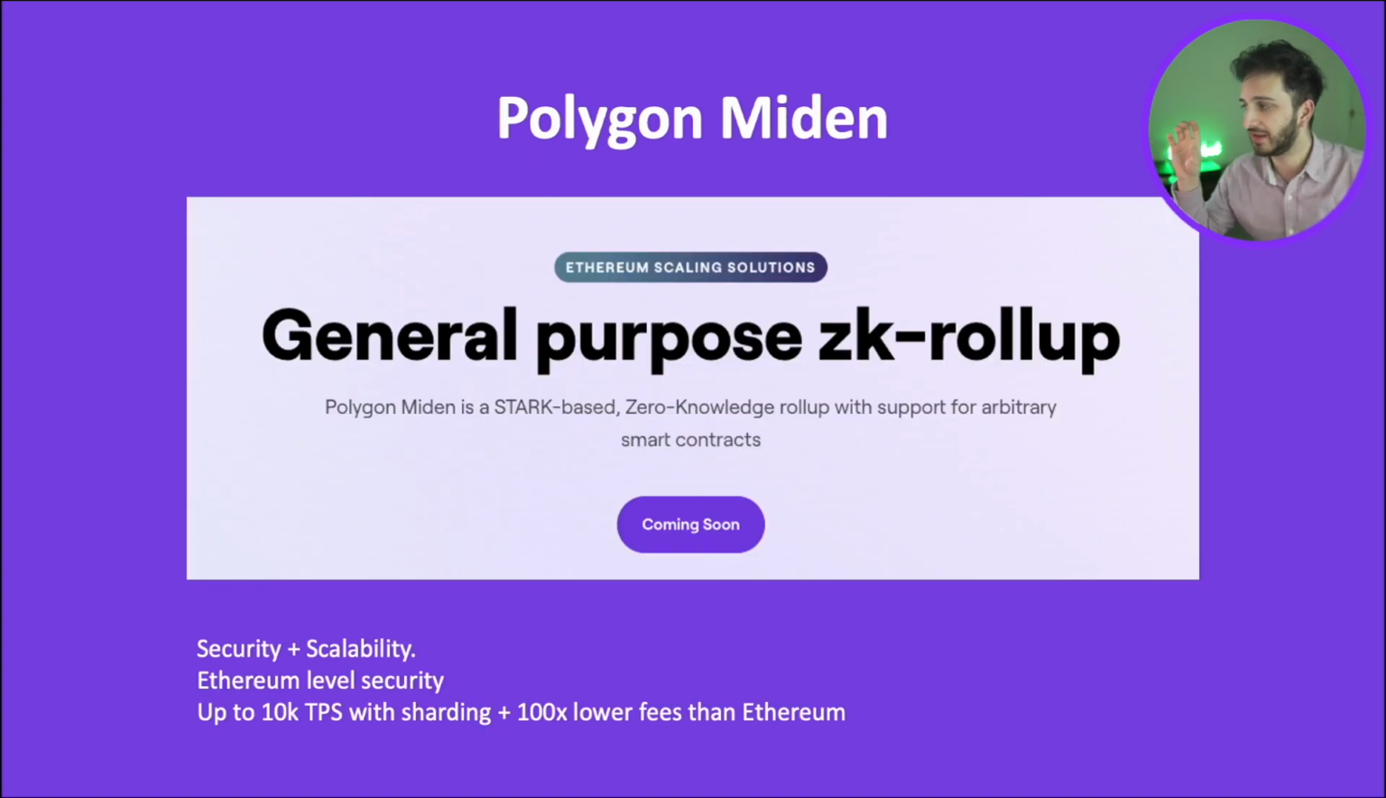Polygon Miden, again, another ZK rollup that they're working on. This one is Starked based, and essentially it's focused on security and scalability, Ethereum level security, with significant scaling, with 10,000 transactions per second and 100 times lower fees than Ethereum. So yeah, that is an interesting one for sure as well.